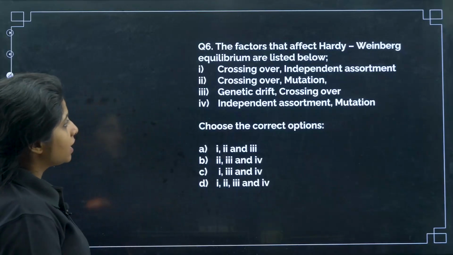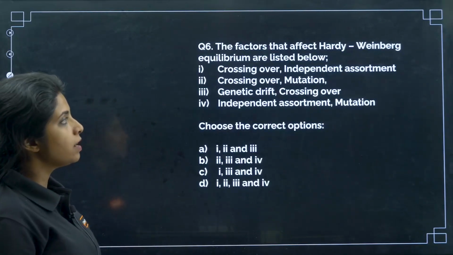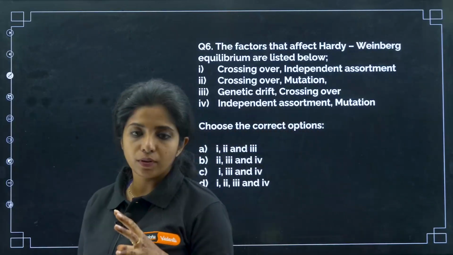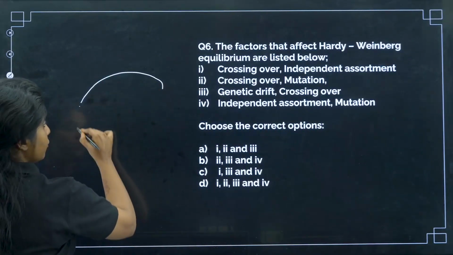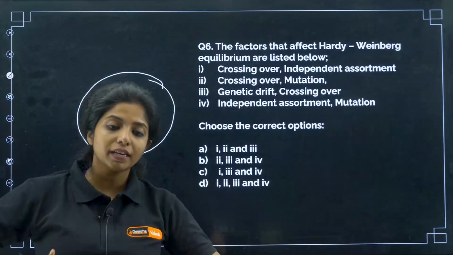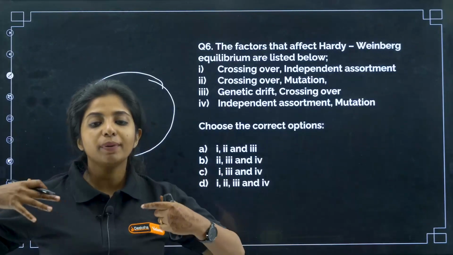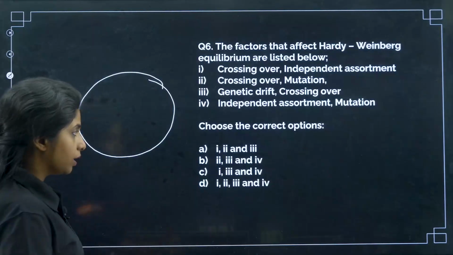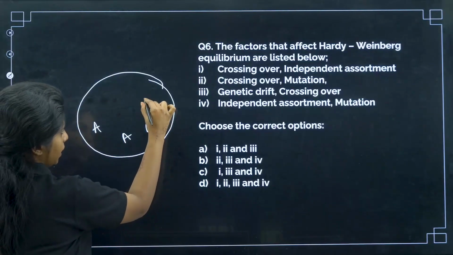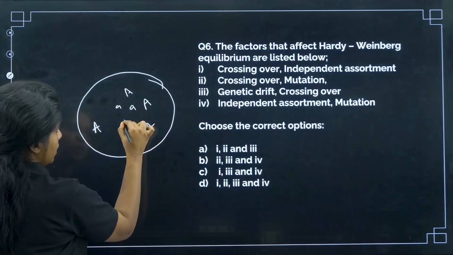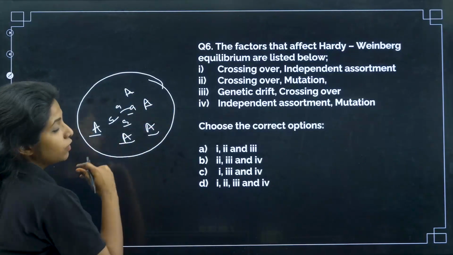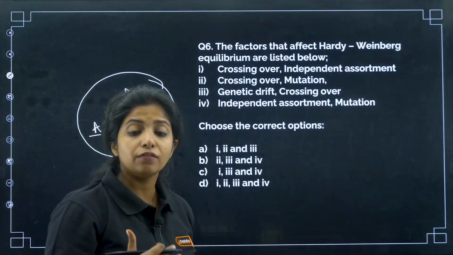Now, the factors that affect Hardy-Weinberg equilibrium are listed below. What do you mean by Hardy-Weinberg equilibrium? According to Hardy-Weinberg's law, the allelic frequency of a population will be the same generation after generation. That means my kids, everyone will have the same allelic frequency. For example, I have allele capital A in the population, and there is small allele a also. So the frequency of the capital allele and the frequency of the small allele will be the same. That is what is said in the Hardy-Weinberg principle.